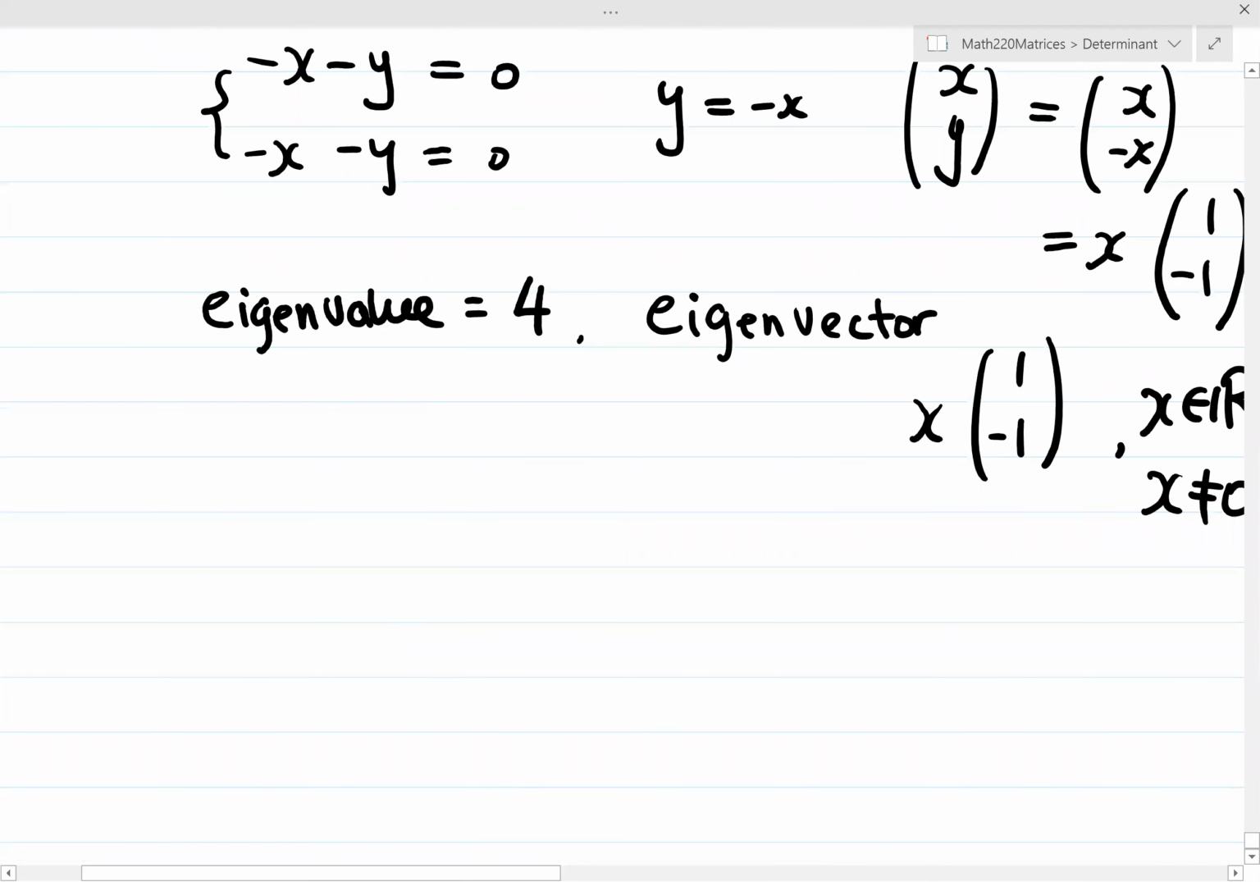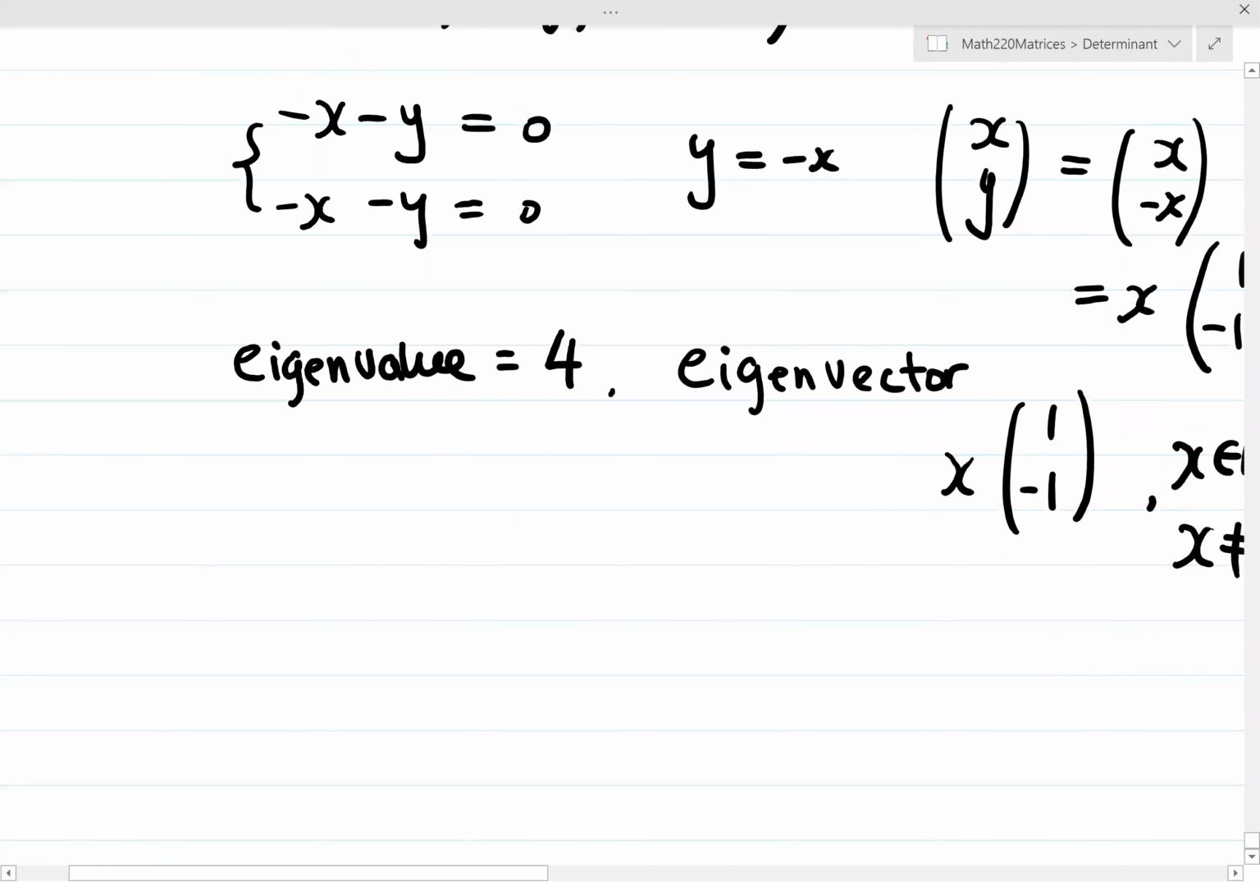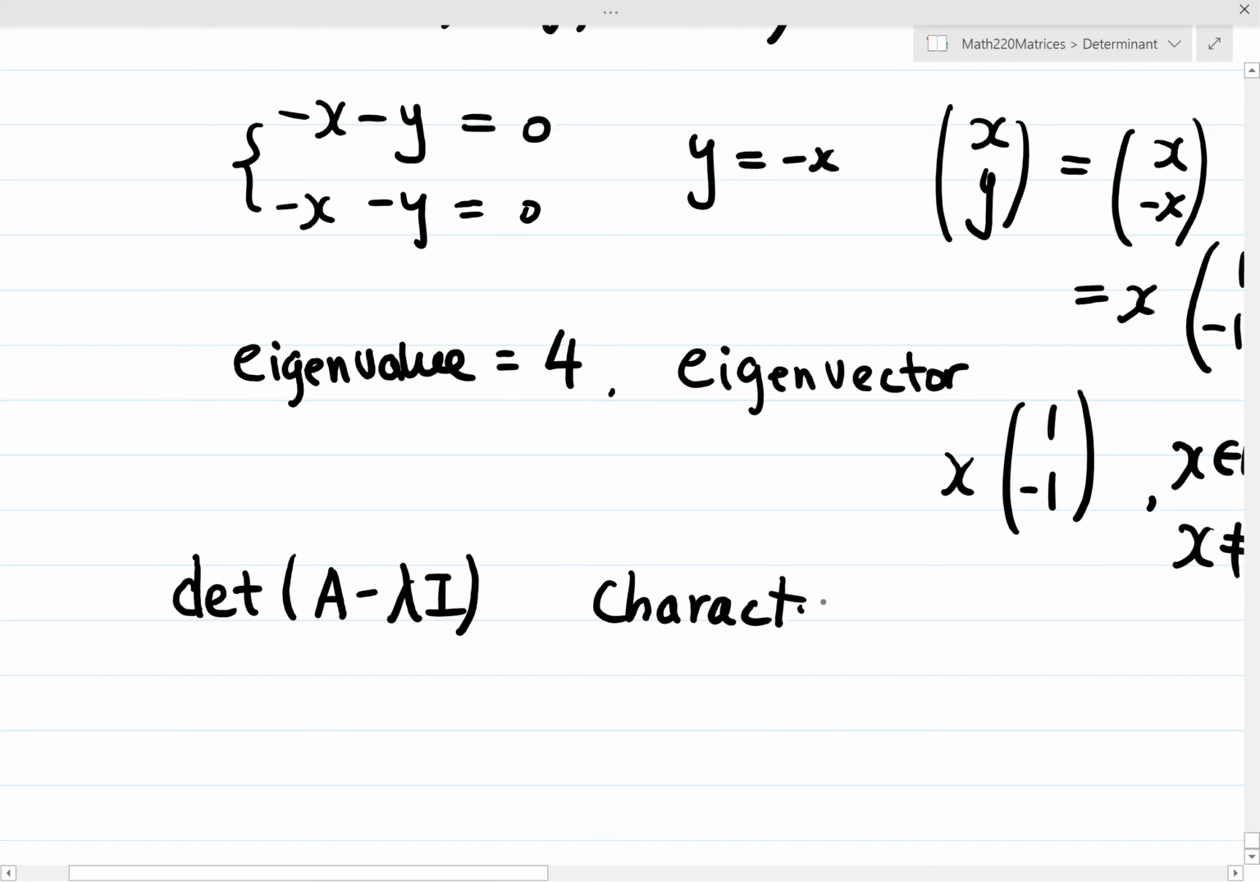Now the key thing is to try to find the roots of this. If we have a matrix A, this thing is called the characteristic polynomial.